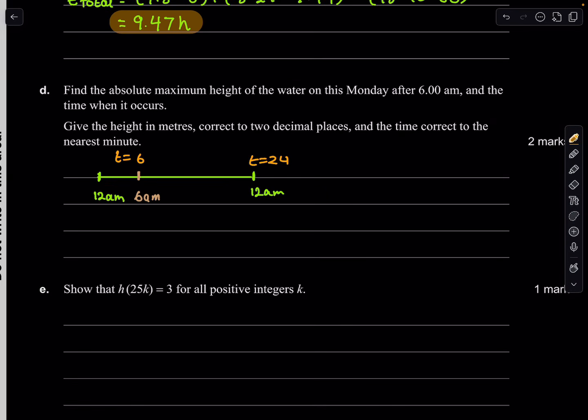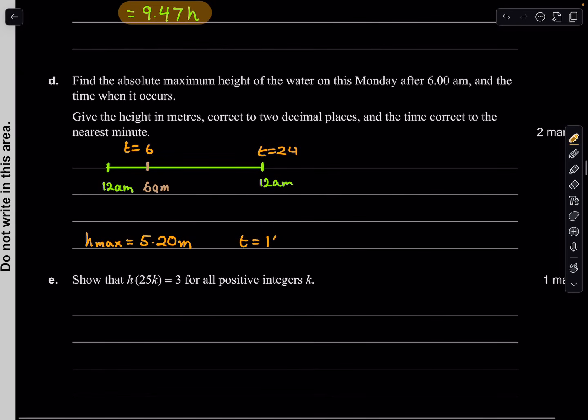So your max height to 2 decimal places is basically 5.2, so 5.2 meters. And the time that the maximum occurs is 15 hours. So 15 hours.